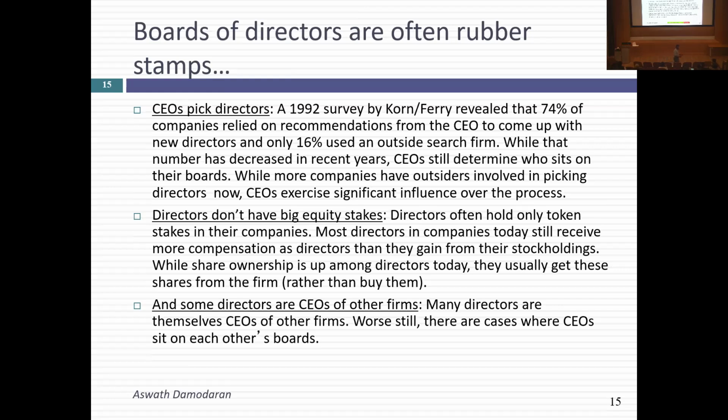I would like to see what their alcohol intake was on a weekly basis. But in most boards, you're not getting the best suited people to ask you questions. You're picking people who apply, who'll go along with what you want. And most directors have at the most a tiny stake in the company. And often the company gives them the shares. They don't even buy the shares.